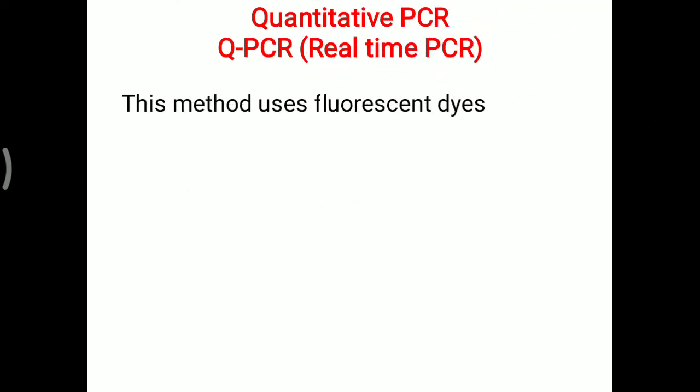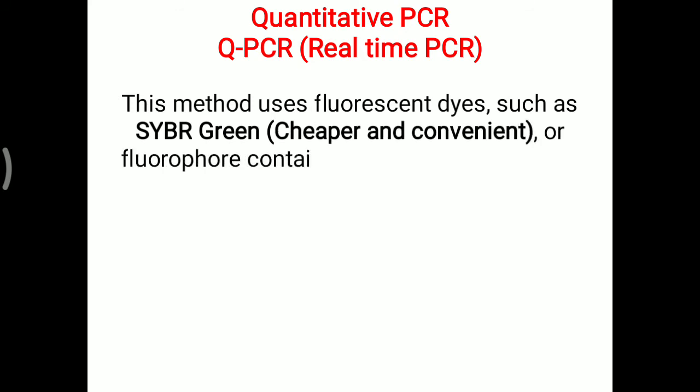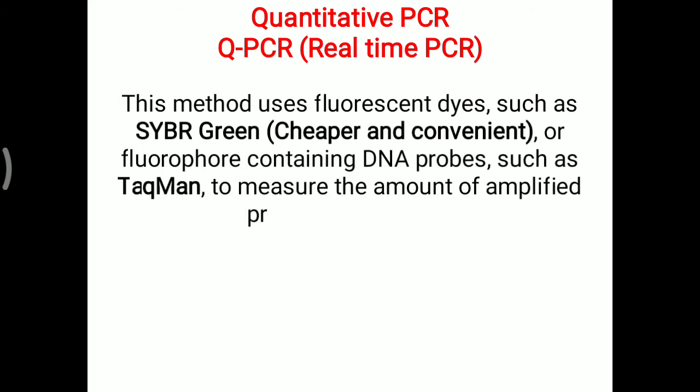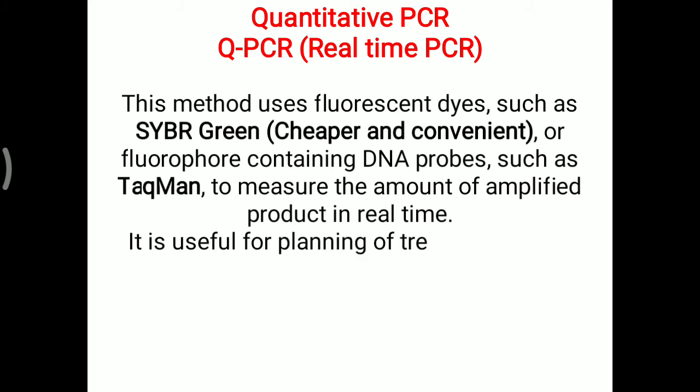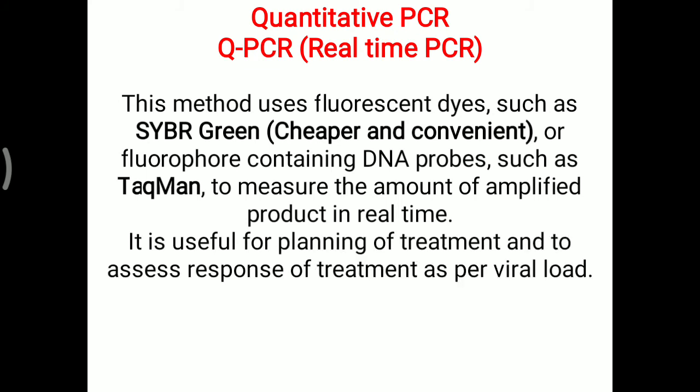So this qPCR or real-time PCR method uses fluorescent dyes such as SYBR Green or fluorescence-containing DNA probes such as the TaqMan probe. Basically SYBR Green is preferable because it is somewhat cheaper and more convenient as compared to TaqMan. With both techniques, quantitative measurement of a particular DNA or RNA sequence is possible, and it is useful for planning treatment and to assess response to treatment as per the viral load.